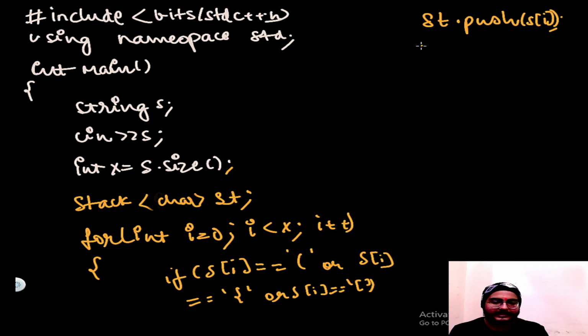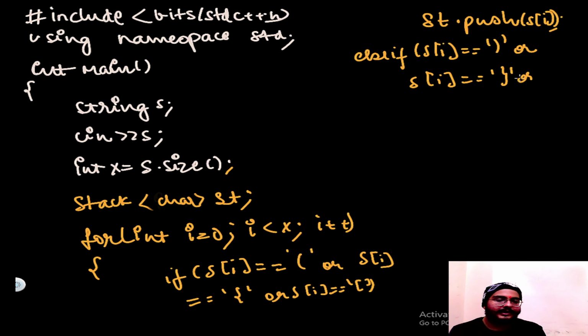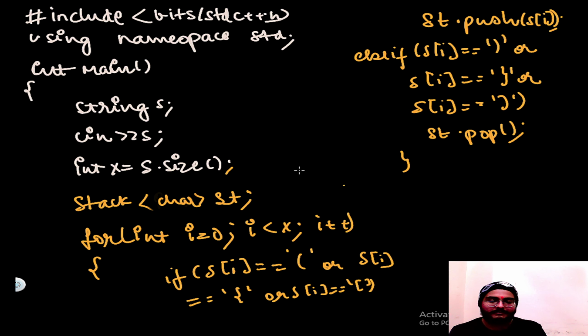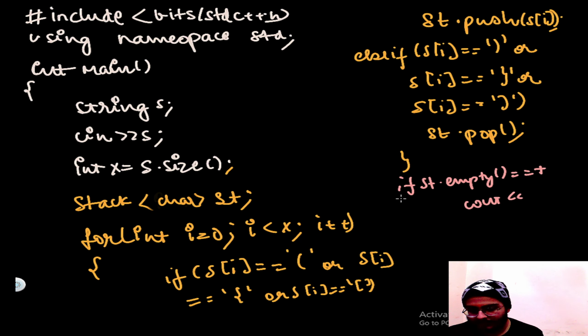Else if s of i equals this closing bracket, or s of i equals this closing bracket, or s of i equals this closing bracket, then we will do st dot pop. In the end, when we come out of this for loop, we will check if st dot empty is true, then cout true, else cout false. Now this code will run perfectly for some test cases. This will fail for a few test cases.